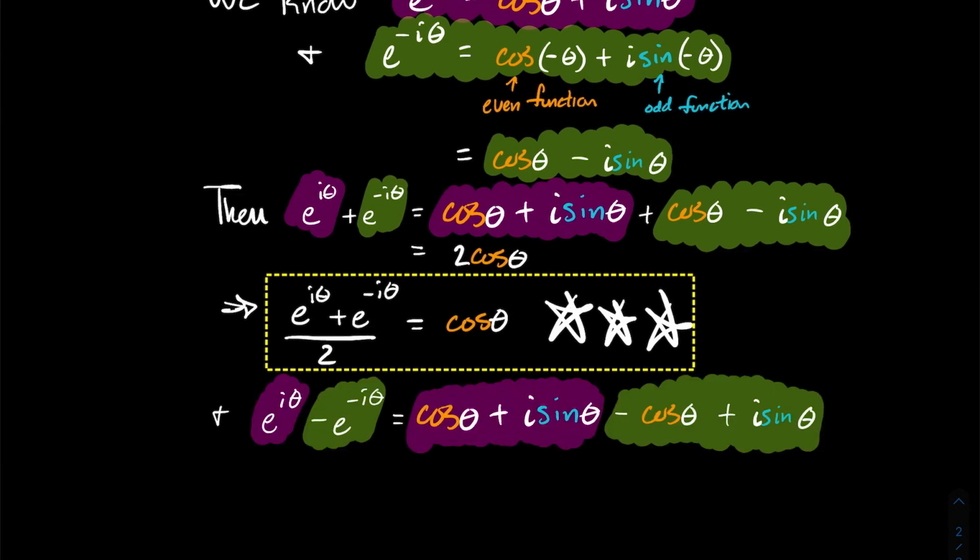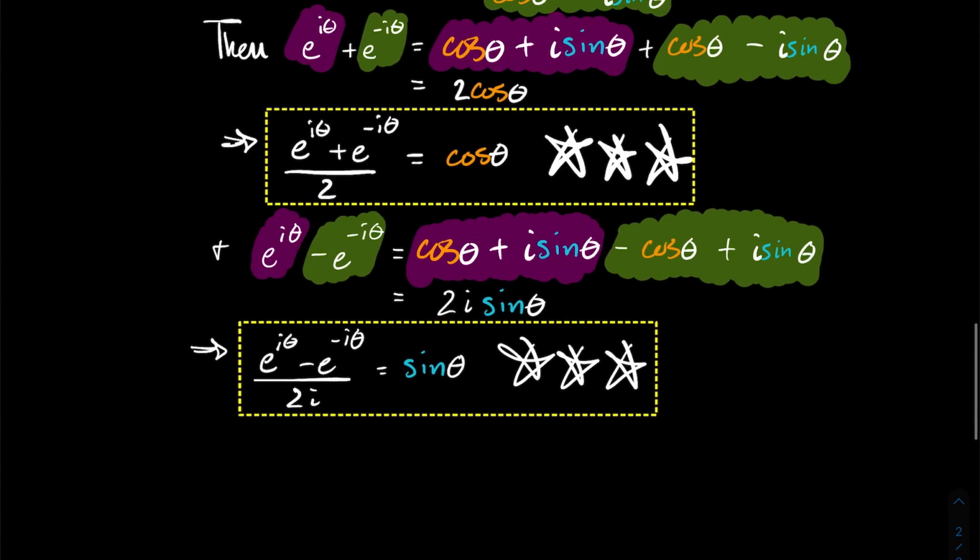Similarly, if I subtract the pink and the green expressions, so if I subtract the green from the pink, then what happens? Well, now the cosines cancel. And I've already gone through the trouble of distributing the minus sign of the green. And I get 2i sine of theta. Well, let's get sine of theta by itself. And I recover this formula for real sine. The real sine of theta, we can write it in terms of the complex exponential as well.